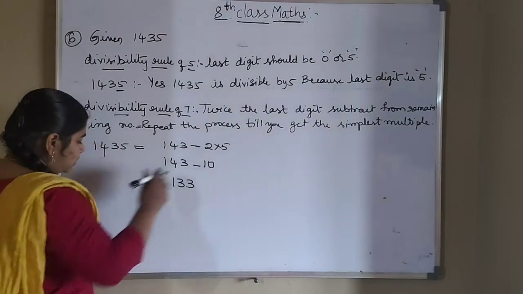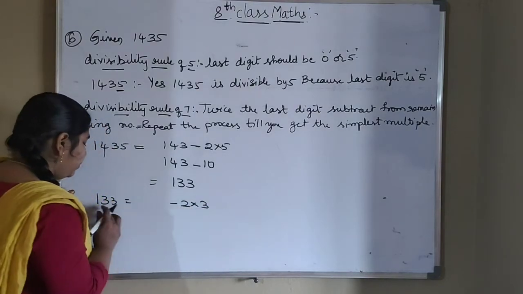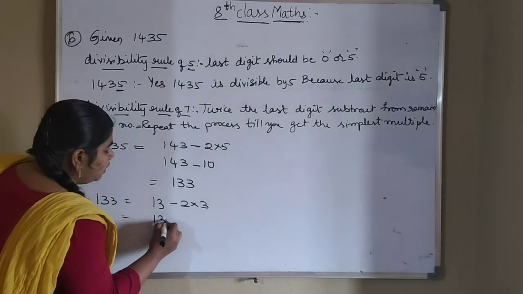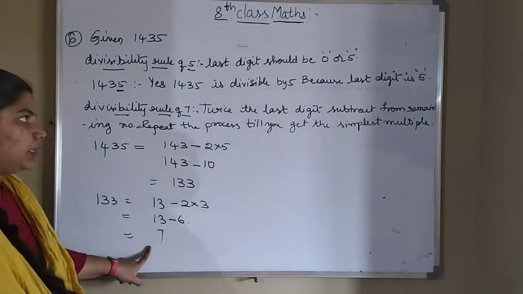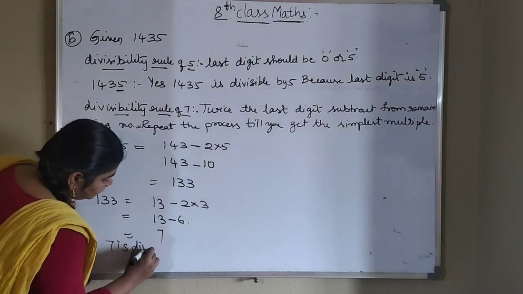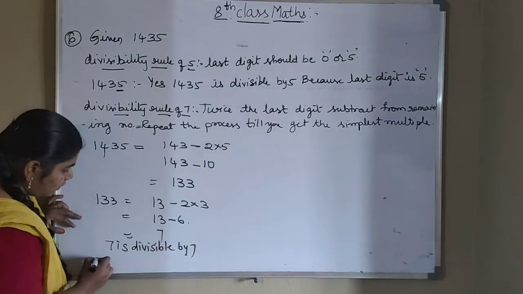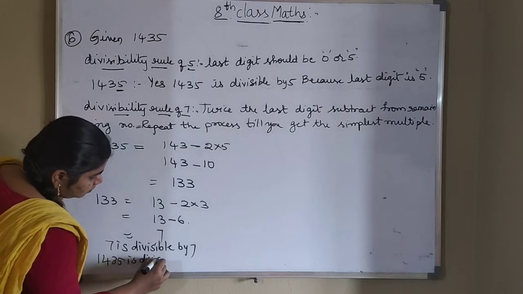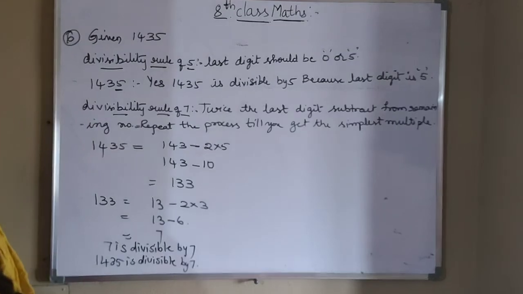So again, twice this last digit, that will be 2 into 3. From the remaining number you have to subtract, that is 13. So 13 minus 6 will be 7. So 7 is a multiple of 7, so it will be divisible. So 7 is divisible by 7. So we can say 1435 is divisible by 7.